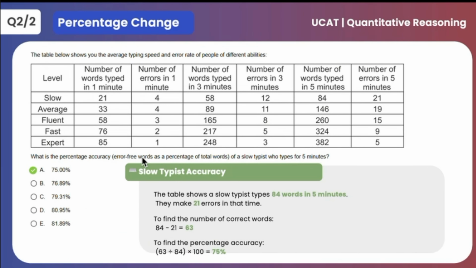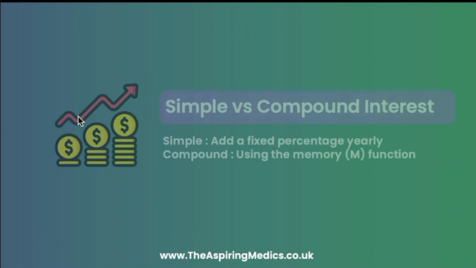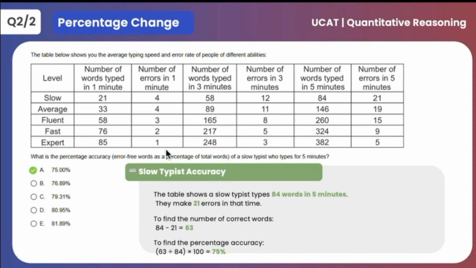And the way that you did it is that we looked at what it says. So it says we've got slow typist accuracy. So we're looking at the level of slow. And then it also says types of 5 minutes. So we know we're looking in the top row, and then we're looking for 5 minutes. So we're looking at these two. And then it says percentage accuracy, so error-free words as a percentage of total words. So it's told you the number of errors, and it's told you the number of total words.